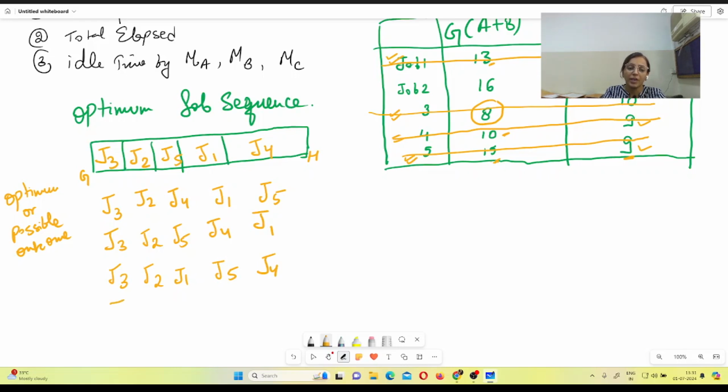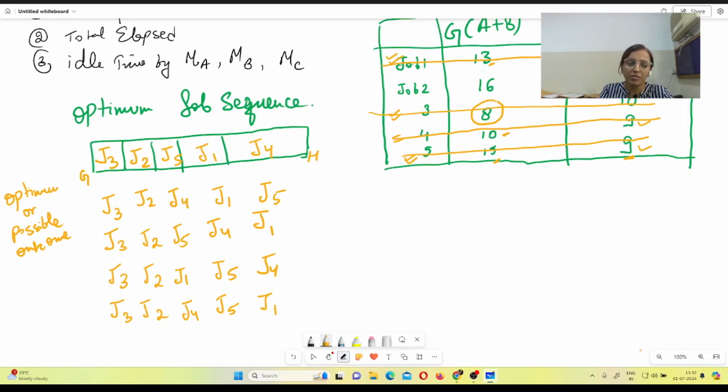Another possible outcome can be J3 first because of the least one, that is 8, right? J2, J1, we have already done. J4 we can take right now. J4, then J5, and then J1. There can be a possible outcome. Ma'am, will the answer be the same from all the outcomes? Yes, it will be the same.